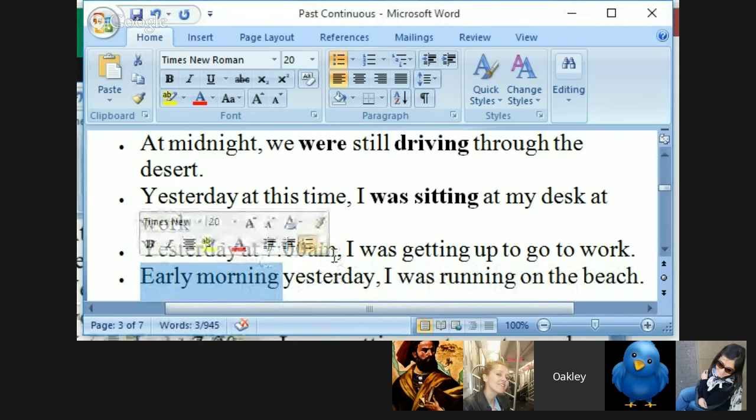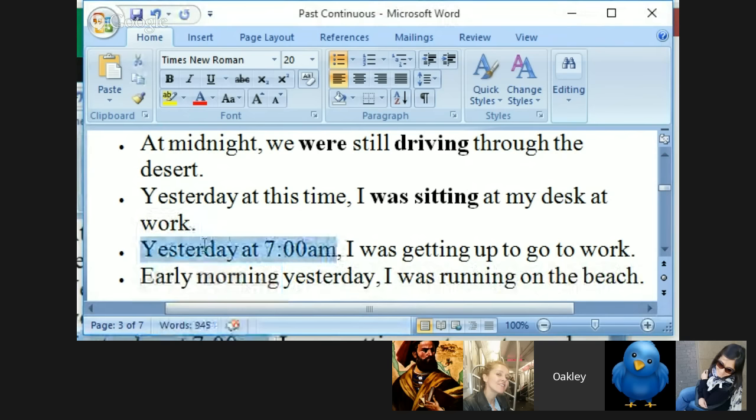Often, look at the sentence before, yesterday at 7 p.m. I could also say 7 a.m. yesterday if I'm doing it without the preposition. I'm using 7 a.m. as an adjective, 7 a.m. yesterday. Here I'm using early morning as an adjective. Early morning yesterday. I could do it with a preposition.